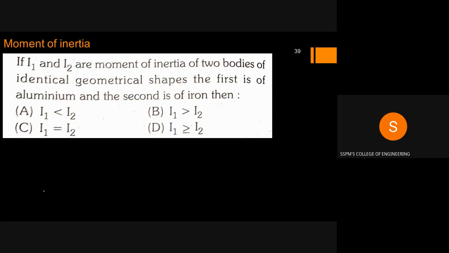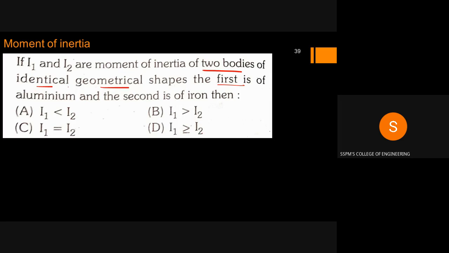Okay, so we will solve this last problem and then we will stop. This is on the moment of inertia. If I1 and I2 are the moments of inertia of two bodies of identical geometrical shapes, the first is of aluminum and the second is of iron. So we have to find the relation: whether I1 is less than I2, I1 is greater than I2, I1 equal to I2, or I1 is greater than or equal to I2.